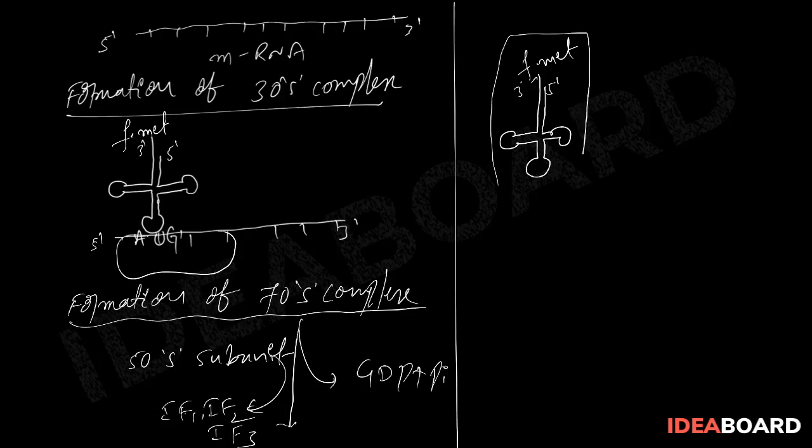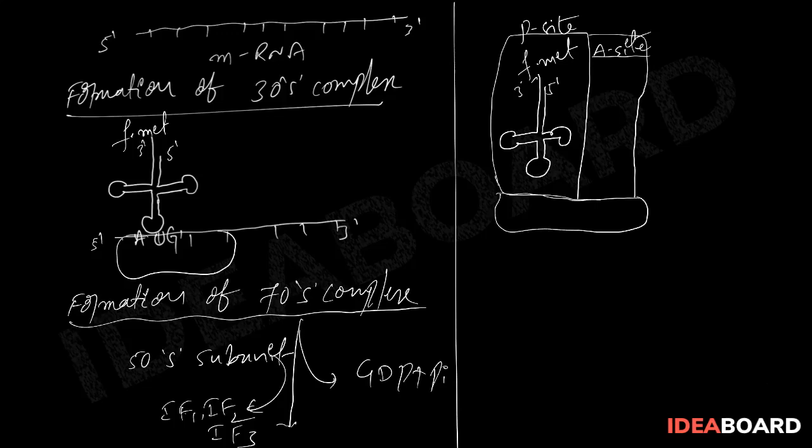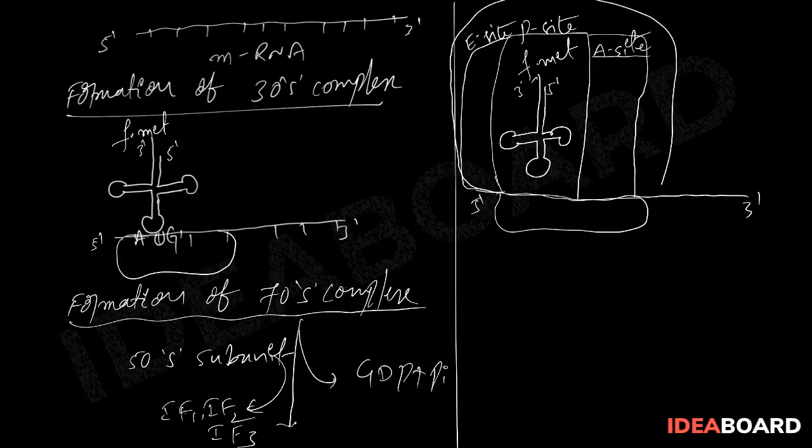The first tRNA directly enters into the P site of the ribosome. The rest of the aminoacyl tRNAs first enter the A site and then move into the P site. The A site is nothing but the aminoacyl site, and the P site is nothing but the peptidyl site. Five prime and 3 prime, and this is what we can call the E site, the larger subunit of ribosome, and this is the smaller subunit of ribosome.